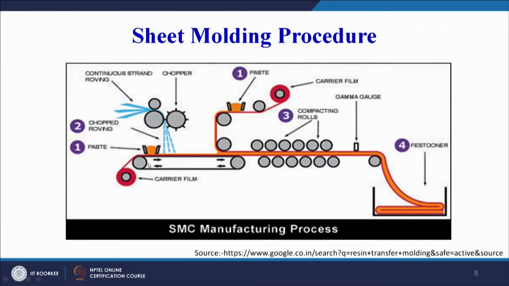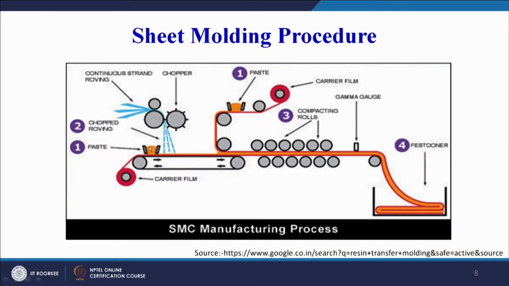Let us first see, this is a moving belt which I was talking about. This is a moving belt continuously rotating. The red color is the carrier film on which both our constituents, the resin and the short fibers, will fall. So it will carry both our compounds, therefore the name carrier film.